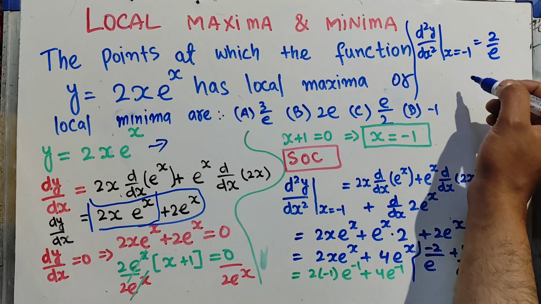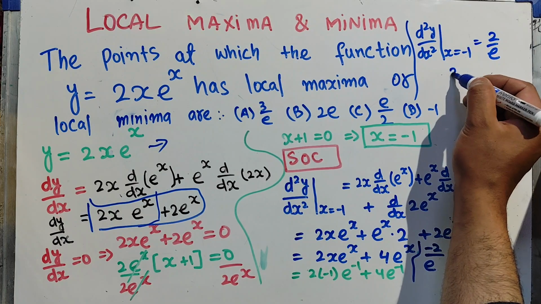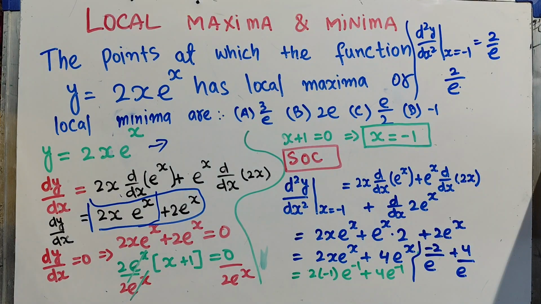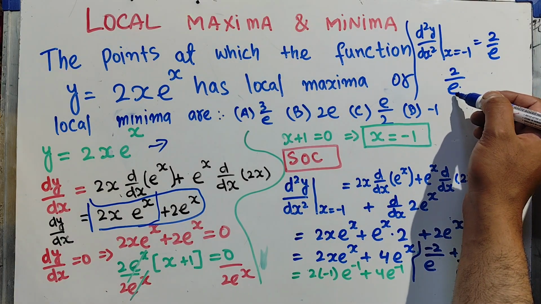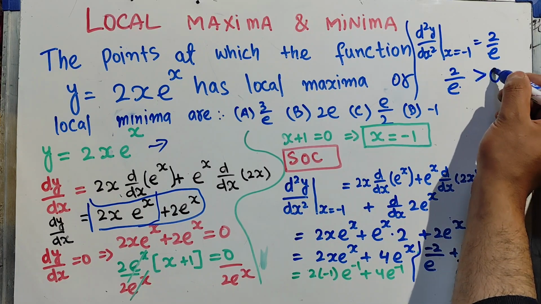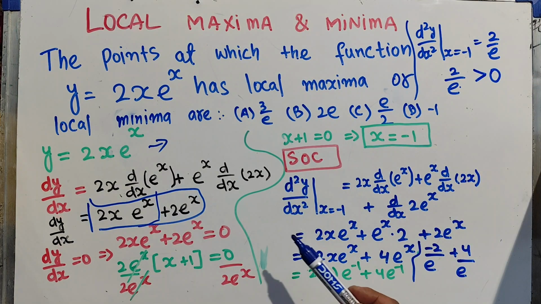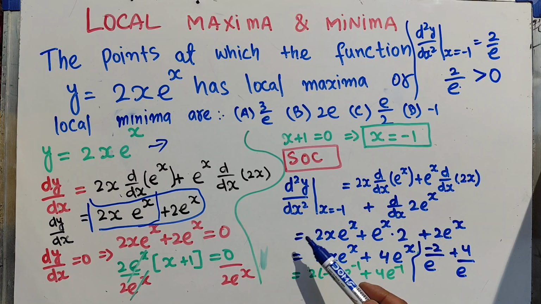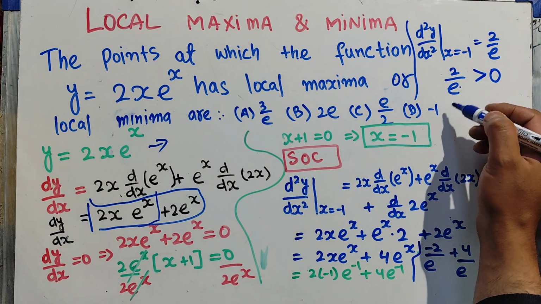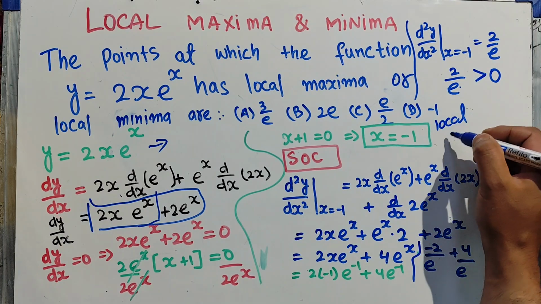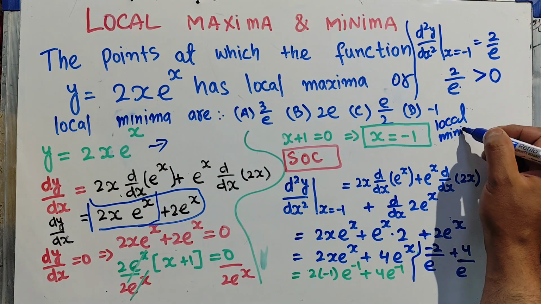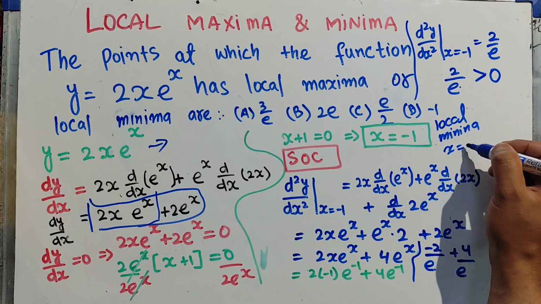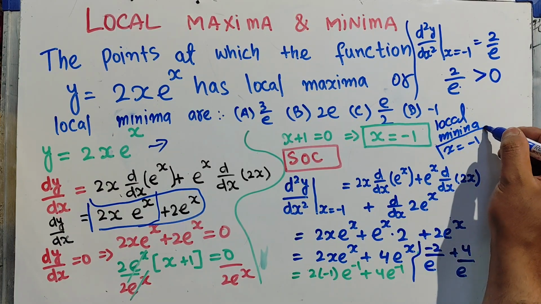Now you see that e is the exponential number, which is equal to 2.71 something. So 2 divided by a positive number will be greater than 0. So when we evaluated the second order derivative of the given function at the critical point, its sign came out to be positive. So we can say the given function has a local minima at x is equal to minus 1.